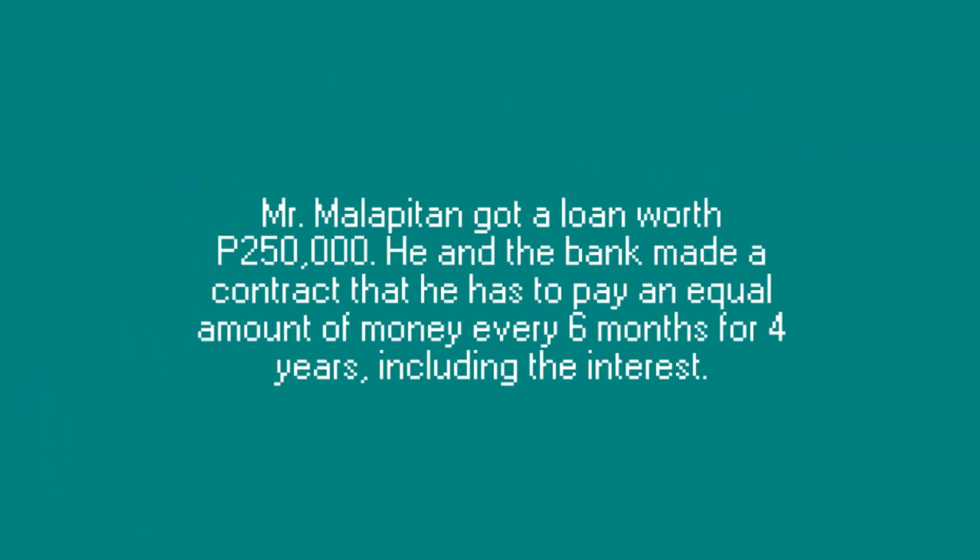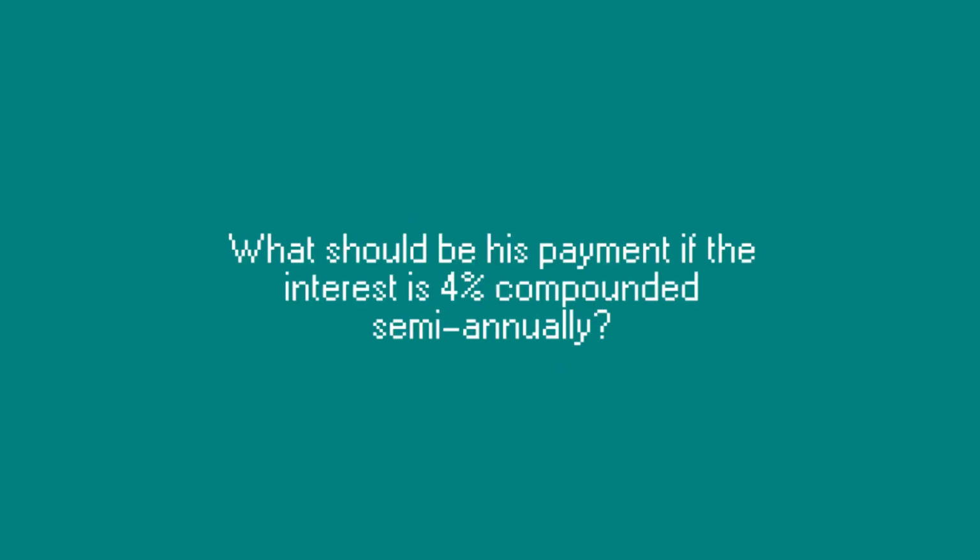Mr. Malapitan got a loan worth 250,000. He made a contract with the bank that he has to pay an equal amount of money every 6 months for 4 years including the interest. What should be his payment if the interest is 4% compounded semi-annually?